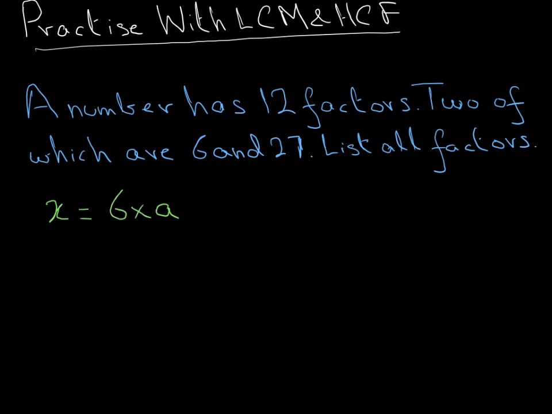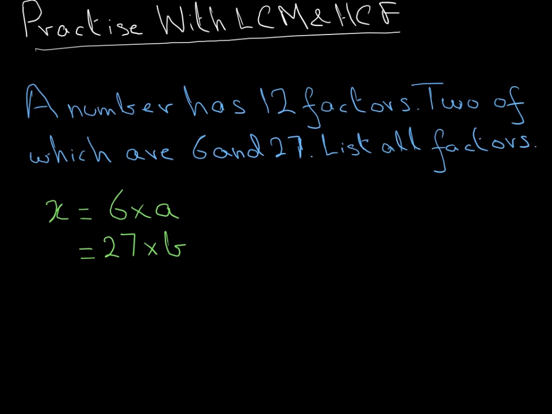But I also know that 27 is a factor of that number. So I can also write x as a multiple of 27, because 27 being a factor of x really means x is a multiple of 27, and similarly 6 being a factor of x means x is a multiple of 6. But there's something that you have to worry about. x may not be the least common multiple. It is a common multiple of 6 and 27, but it may not be the least.